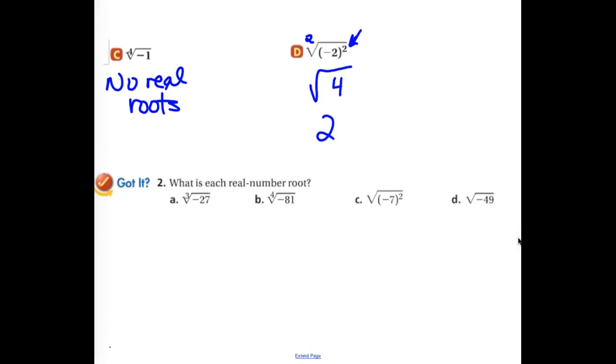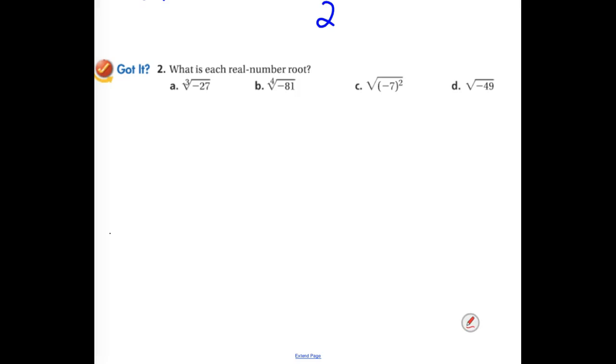All right, go ahead and try the next ones. And then check in with the people at your table. All right, what is the cube root of -27? -3, good. Fourth root of -81. Good. How about the square root of -7 to the second power? Good. And last one, square root of -49?